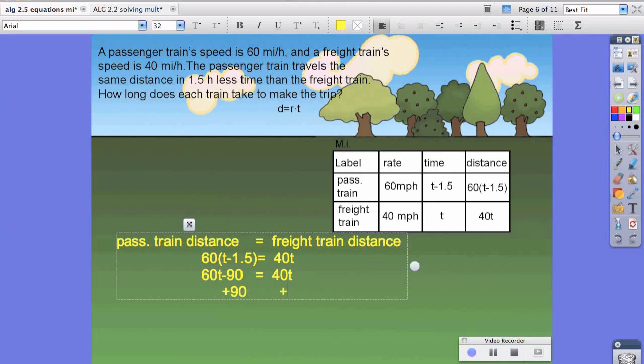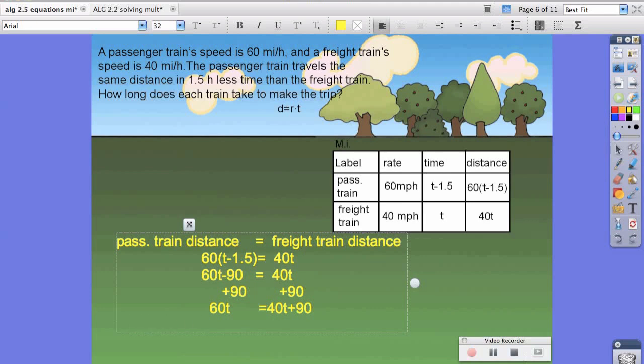And the reason why I chose to add 90 to both sides as opposed to move the 60 is because what we would want to do eventually is keep our t to be positive, so it makes it easier later. 60t we did not touch. Negative 90 plus 90 goes away. Then we have 40t plus 90.